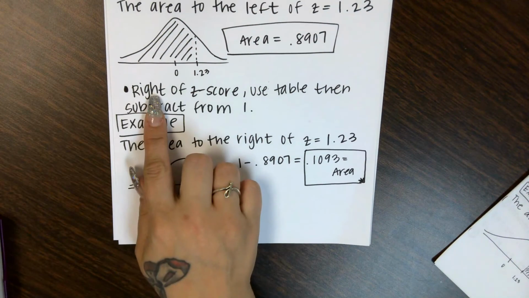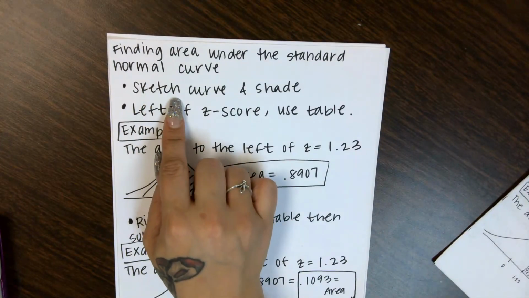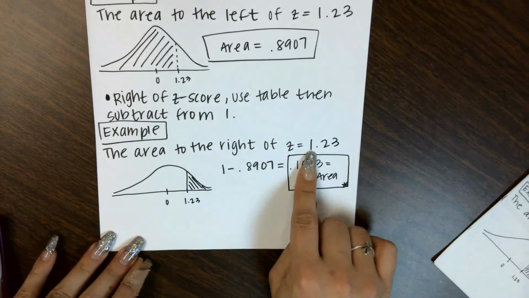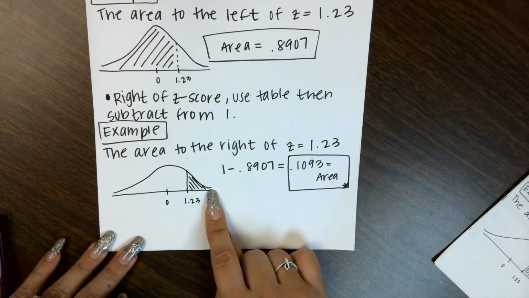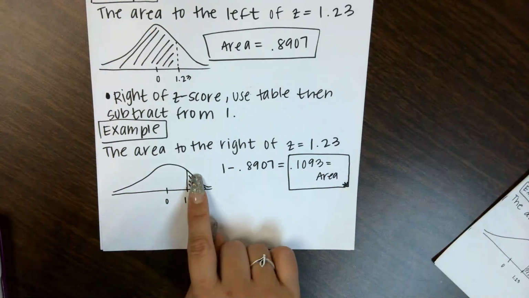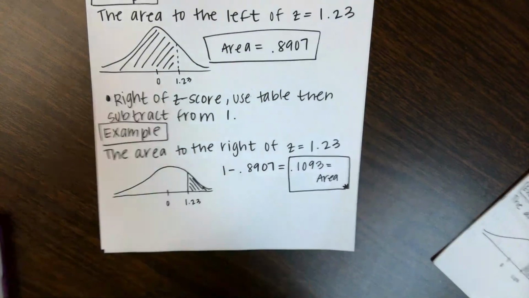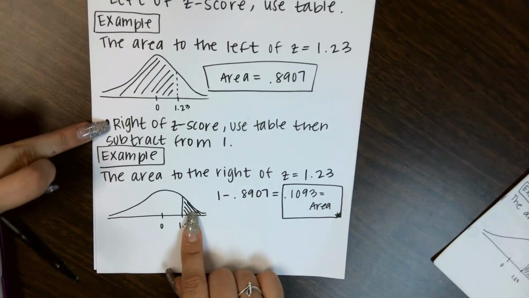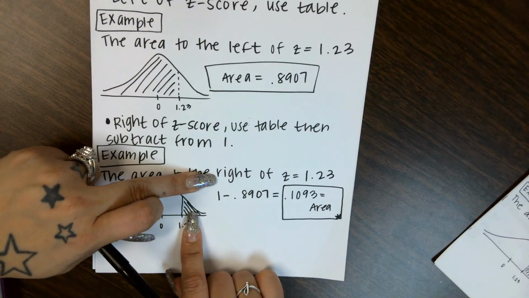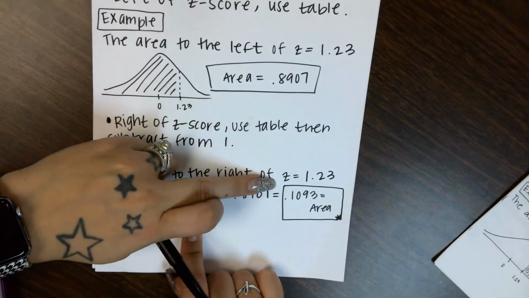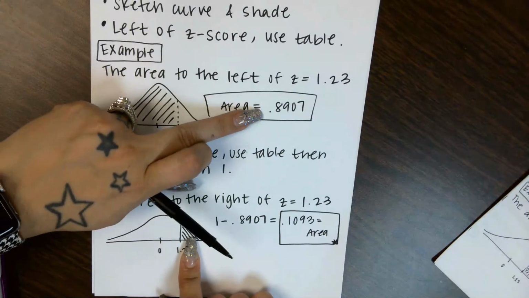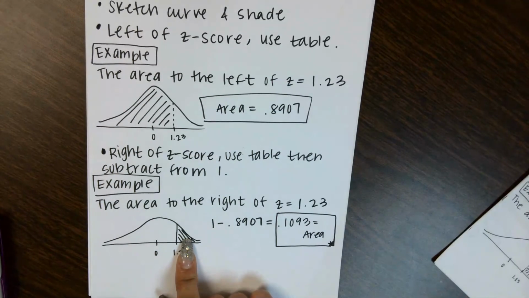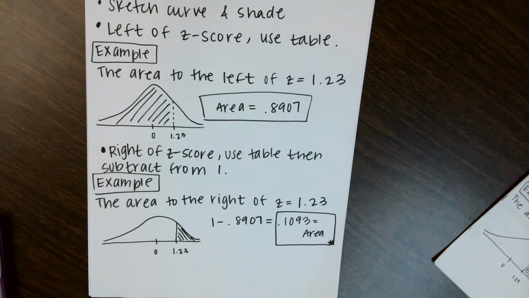So, first step, sketch a curve, and then shade it, right? So when it says area to the right of 1.23, I drew a very poorly drawn curve. Here's 1.23. To the right, I shaded to the right of that, right? There's only a little bit left underneath this curve. And I noticed that the directions say if it's to the right of my z-score, I use the table. So I find z equals 1.23. We had just found it, Dominique, right here. And then it told me that after I use the table, subtract that value from 1. Yeah, big important step there when you're to the right.